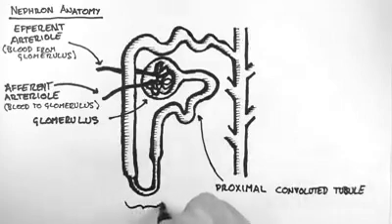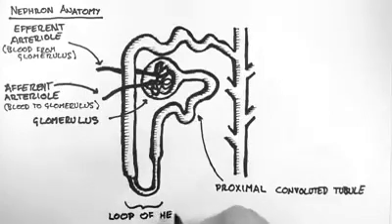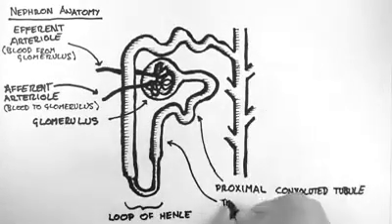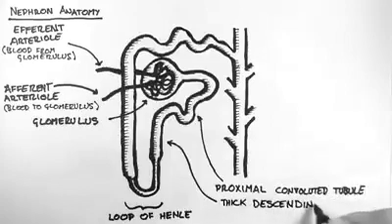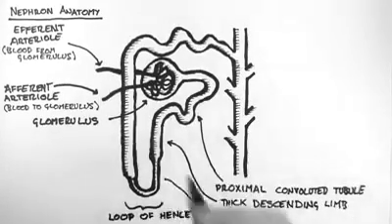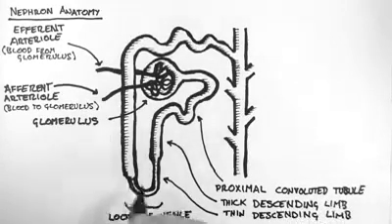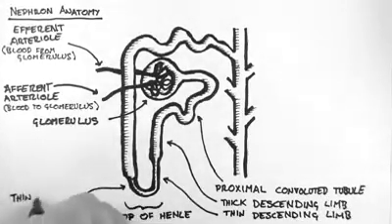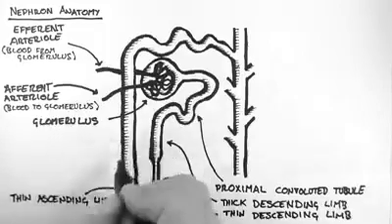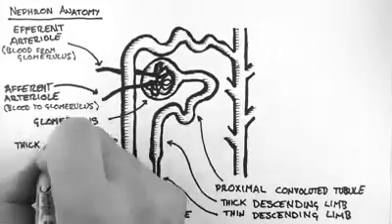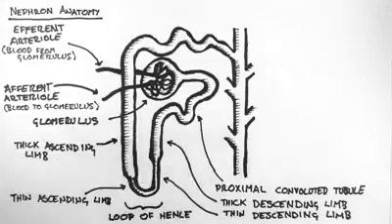This big loop here is called the loop of Henle. This is the part that dips into the medulla. Now there are four limbs of the loop of Henle. They are the thick descending limb, the thin descending limb, the thin ascending limb, and the thick ascending limb.